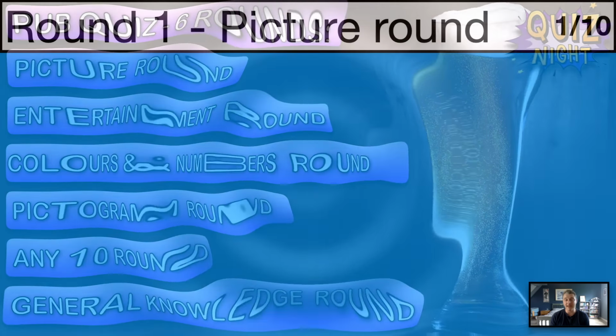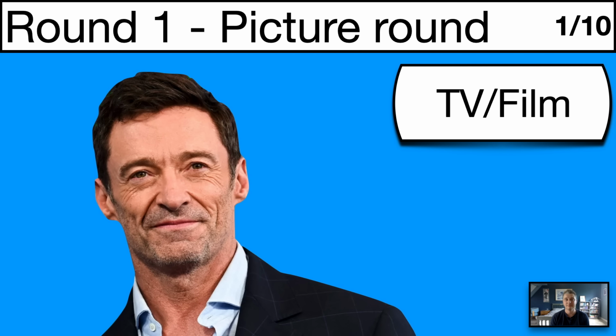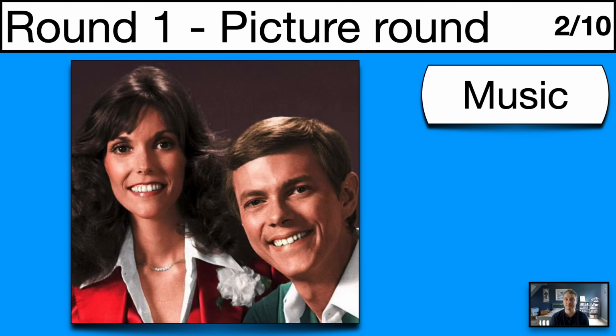Round one is the picture round, and there are 10 pictures in this round. Number one, who is this from the world of TV and film? Number two, who are these from the world of music? And number three, name the sports star.